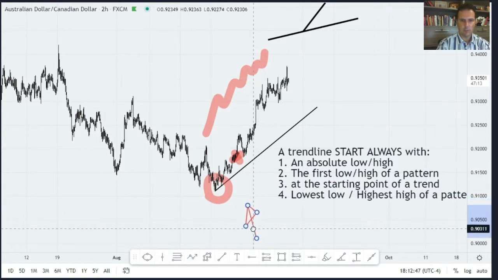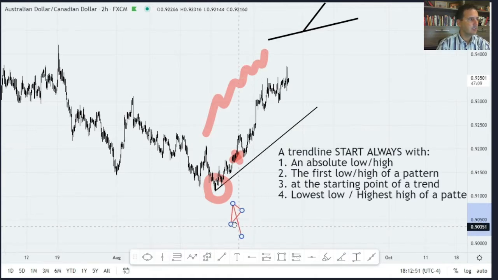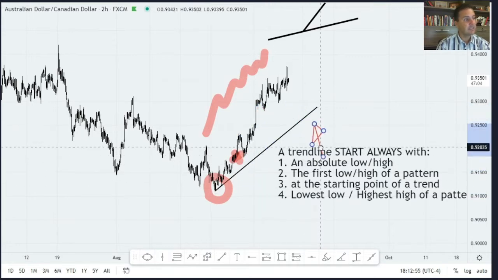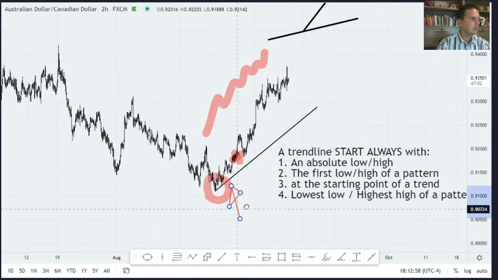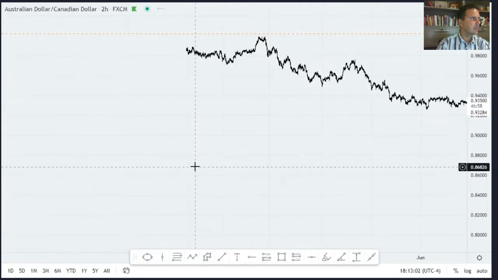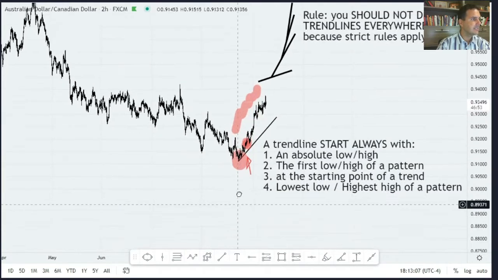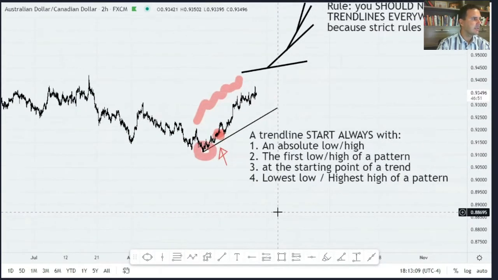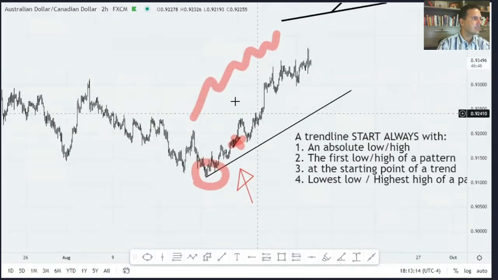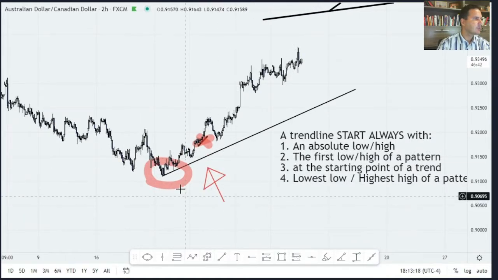It is a lowest low. Okay, this is the lowest low. Yes, sir, it's the starting point of the uptrend. Is this the absolute low? Well, not sure, because I need to go back in time. Most likely not, it's not the absolute low. But it is a starting point of a trend, and it is the lowest low. It's not the absolute low, so this is okay.